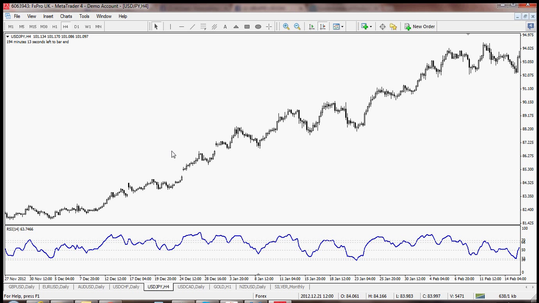Hey folks, it's a quick video on bullish and bearish divergence and positive and negative divergence with RSI. This is a 4-hour dollar yen chart. This is part of the meteoric rise we've had in the yen. Let me just get into it.